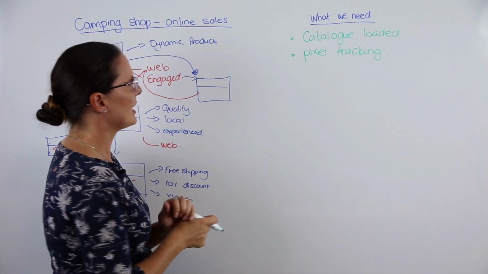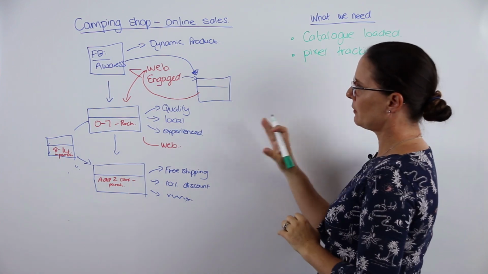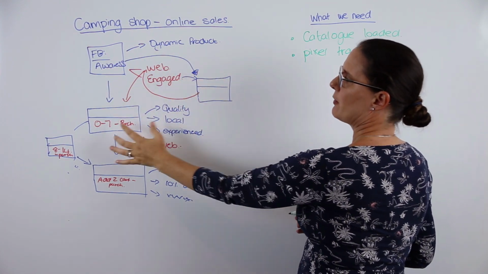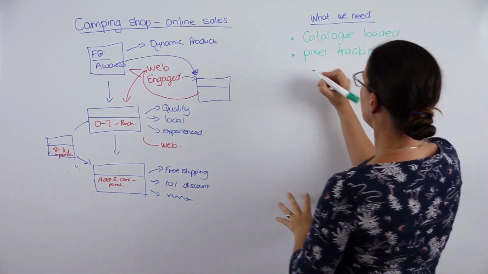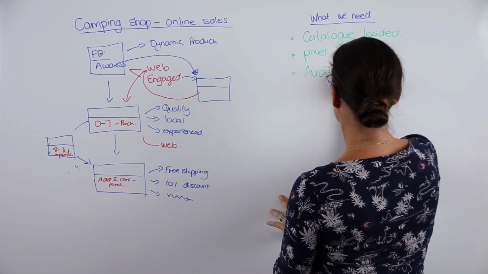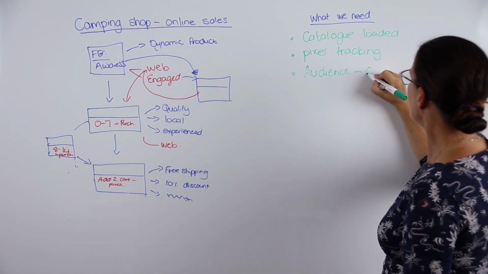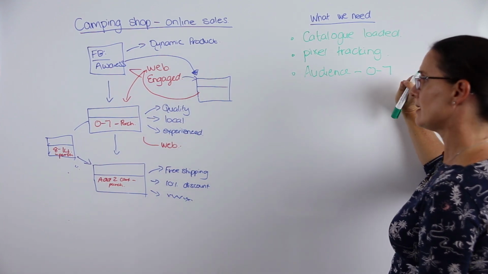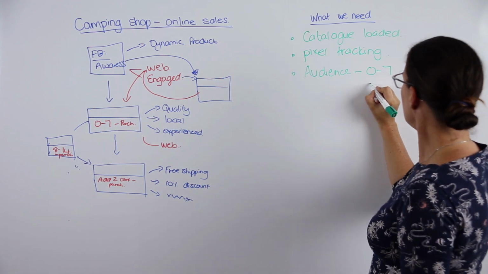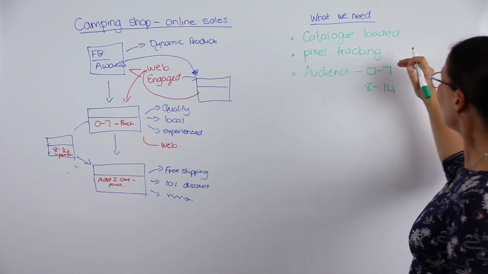And now we need to create some audiences. The first audience I want to create is anyone who's been on our website for the last 7 days. So I need to go to audiences. Of my audiences, I'm going to have my website 0 to 7 days. I also want an audience from 8 to 14 days. And we can continue this.